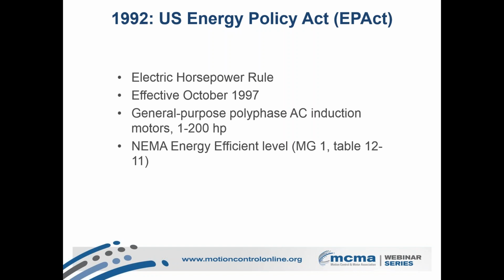So let's run through the history really quick on this whole thing. I believe there was actually some seminal legislation back in 1975, but the key where the motor regulation really started was 1992 with the passing of the U.S. Energy Policy Act. And that spawned the Electric Horsepower Rule. That was effective October 1997, and it covered general purpose polyphase AC induction motors, 1 to 200 horsepower, according to NEMA energy efficient levels.